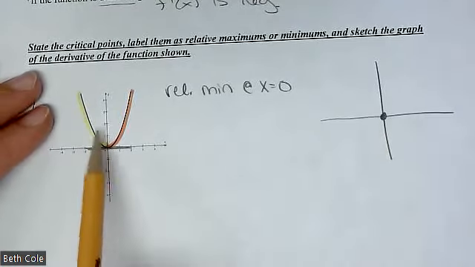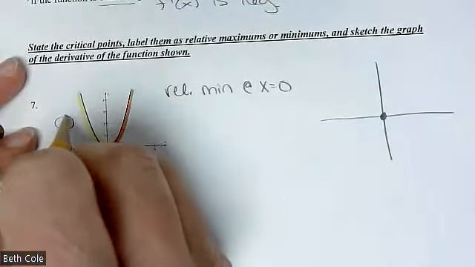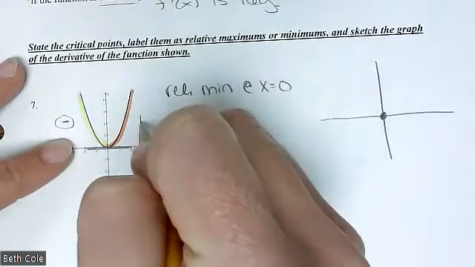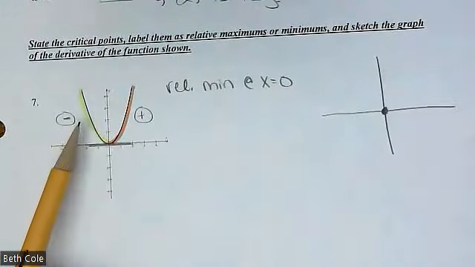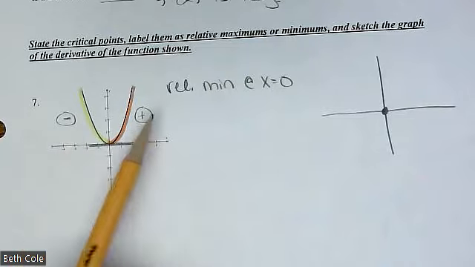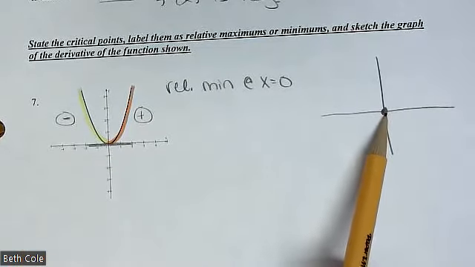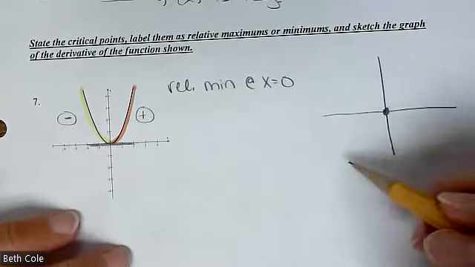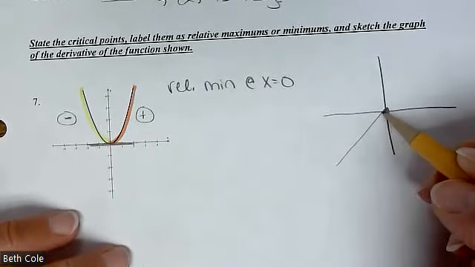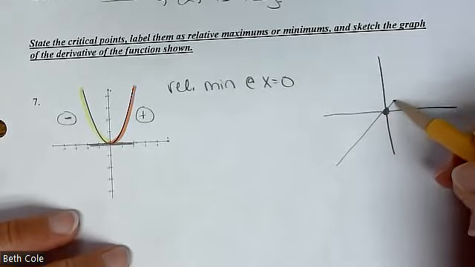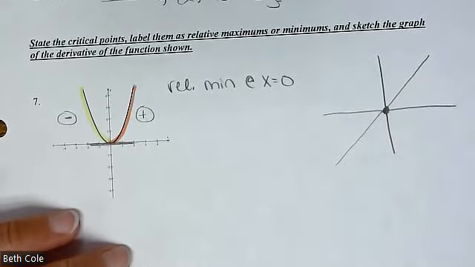Now for this decreasing part, we want to be negative. For this increasing part, we want to be positive. That means you want to be below sea level and then above sea level and go through that point. So it's going to look like this. This is our derivative graph. You want to stay below the x-axis, go through that point, and then be above the x-axis. That's your derivative graph. If you're like, that's it, yep.